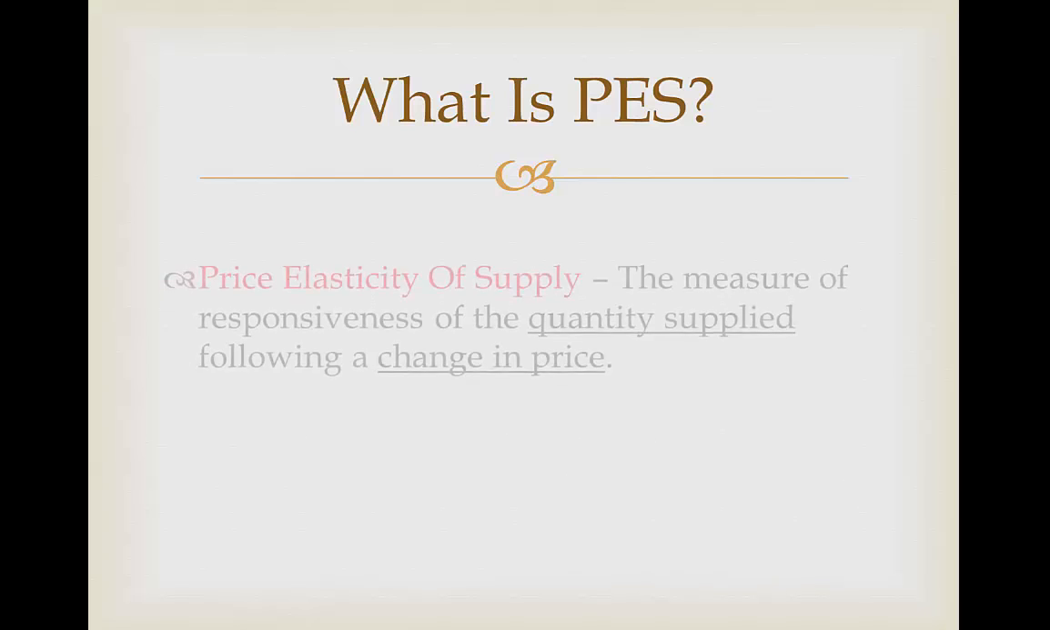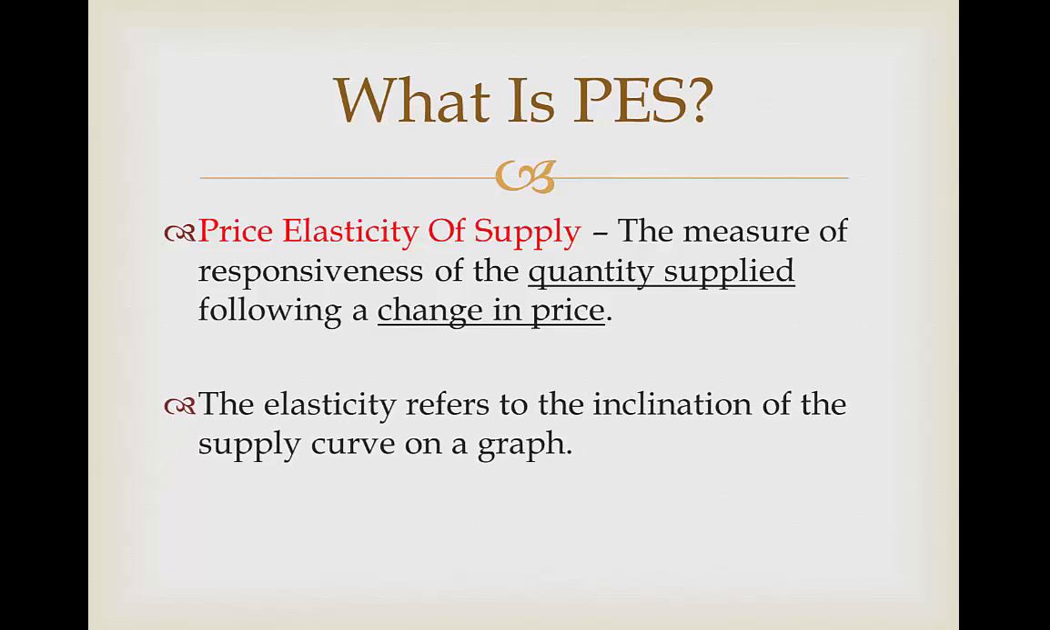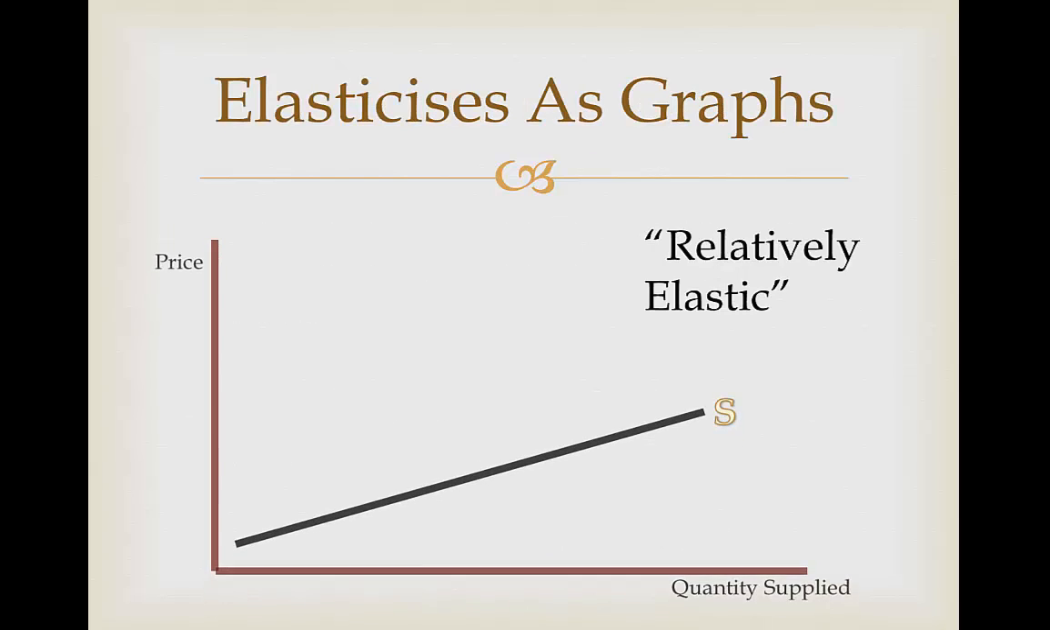What is PES? PES stands for the price elasticity of supply, and it measures the responsiveness of a quantity supplied following a change in price. The elasticity refers to the inclination of the supply curve on a supply graph. So we're first going to look at relatively elastic graphs.